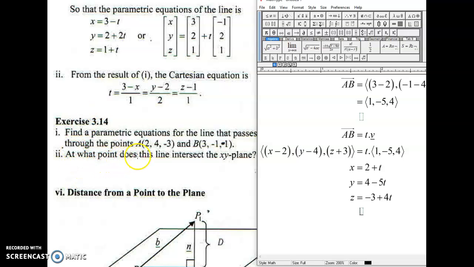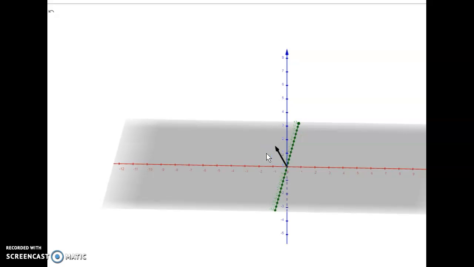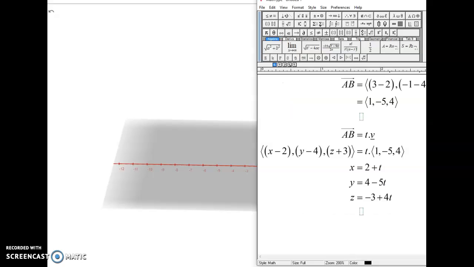Next, at what point does the line intersect the xy plane? This question is rather interesting. First, you need to imagine what actually happens when they say intersecting the xy plane. Where is the xy plane? It is the plane on x and y, where this is x and this is y. When your line crosses the xy plane, it will be on this plane, and z should be 0. So what I want to say here is that z is equal to 0.